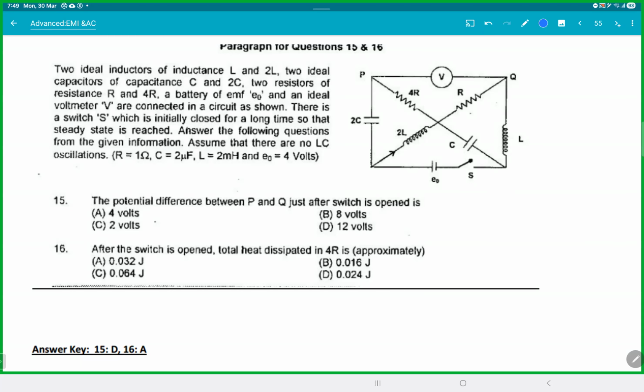It takes time. So in this question, he's saying this is an ideal voltmeter, so infinite resistance; you can take it as an open circuit.